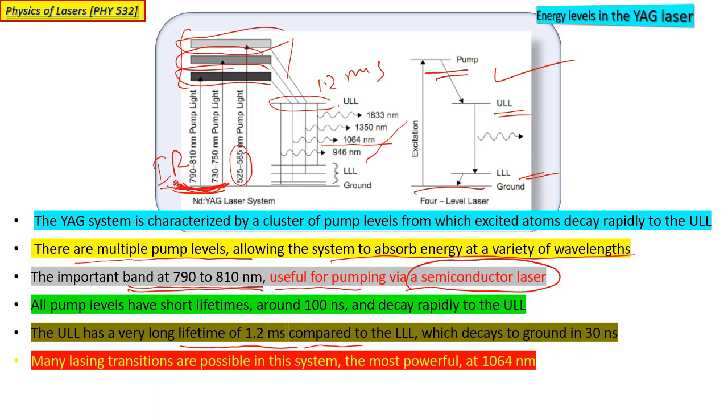As I mentioned, many lasing transitions are possible in this system, but the most feasible and most powerful one is 1064. Another one is 946 nanometer. In case of 946 nanometer, the YAG laser is considered a 3-level laser, so you need to pump hard to achieve it. So 1064 is the most feasible lasing output which we achieve in a 4-level YAG lasing system.